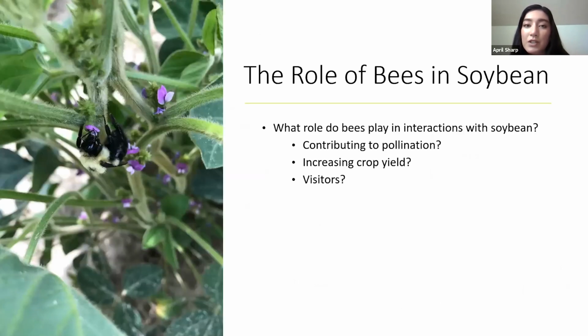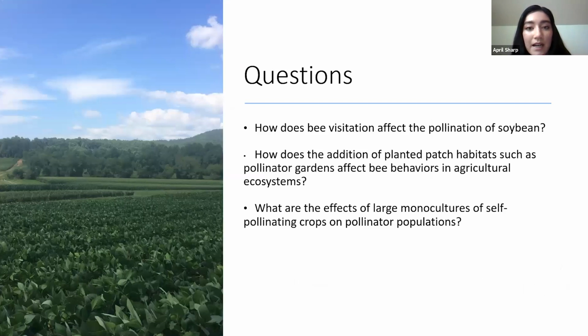So that introduces a question of what role do bees play in the interaction? Do they contribute to pollination and cause an increase in crop yield at the end of the season? Or is their visitation merely having no effect on soybeans? So there are some questions that I'm hoping to address through the study. How does bee visitation affect the pollination of soybeans? How does the addition of planted habitats such as pollinator gardens affect bee behavior and agricultural ecosystems? And what are the long-term effects of large monocultures of self-pollinating crops on pollinator populations?